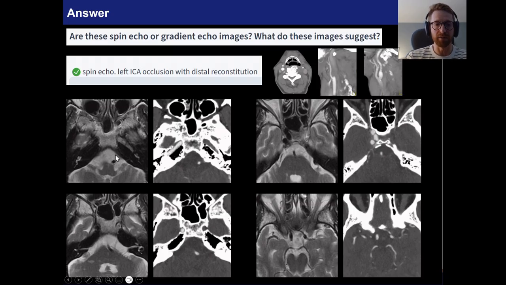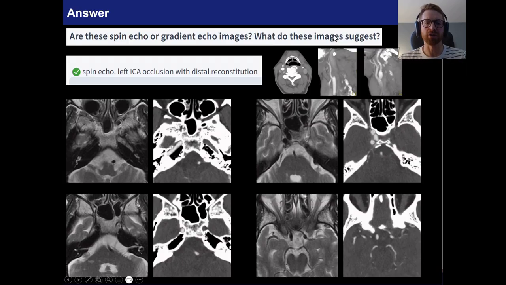Another way to tell is to look at the arteries. If the arteries are black, then we're dealing with some kind of spin echo image. So that's how I like to tell if I'm dealing with a spin echo or gradient echo image. I go to an area where I know there's an artery. If it's black, then it's a spin echo image. So these are T2 spin echo images.